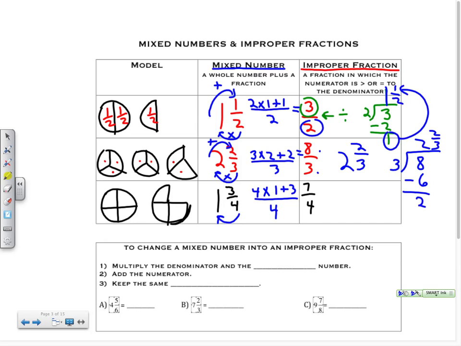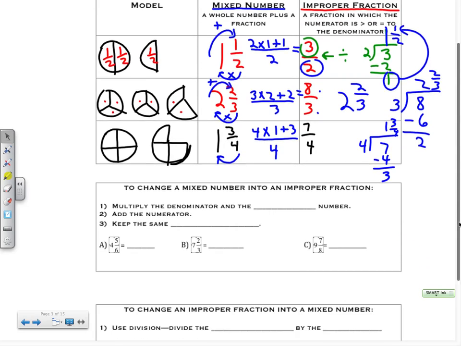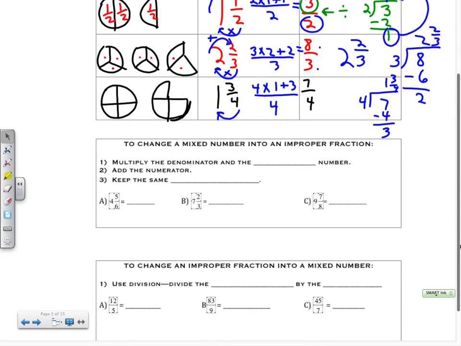I think it's working. 4 goes into, I'll show you the division. 4 goes into 7 once, and 3 is left over, and that becomes 3/4. So go ahead and try the practice on the bottom. I'll fill in these blanks for you really quickly, and you can read these on your own. Go ahead and try changing a mixed number into an improper fraction and an improper fraction into a mixed number.